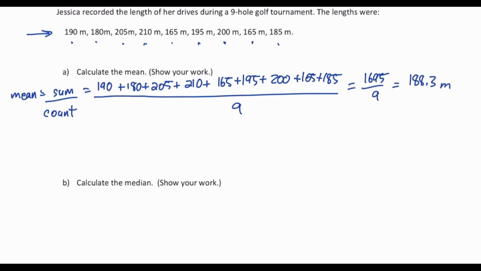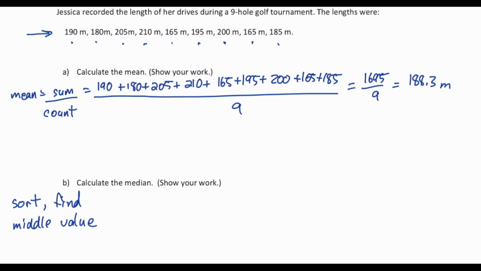Next up, we are asked to find the median. Remember, median is our middle number of a sorted list. So we're going to sort the list, and then we're going to find the middle value. So I'm going to arrange these numbers from lowest to highest. And once again, I would encourage you to pause the video and try that on your own before continuing.